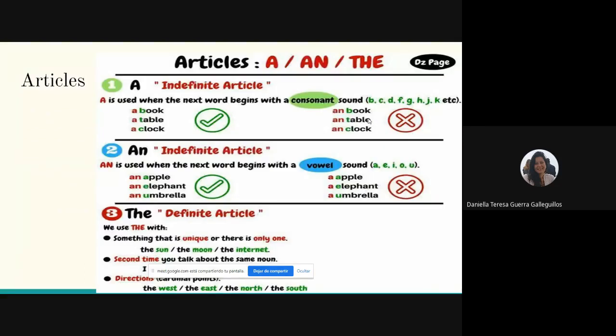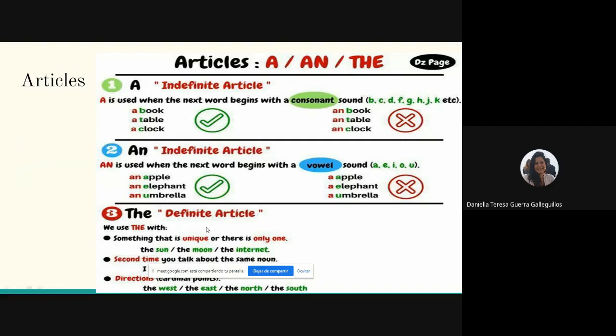What about the articles? You need to differentiate the use of a, an, and the, because I know you know the difference between a and an. Do not forget it's an because of the vowel sound, not just a vowel. That's why you say an hour, because in that case the H is not pronounced and it has a vowel sound. But for the others, it's a hotel, a hospital. It's a because the sound is consonant. So remember, consonant sound and vowel sound.